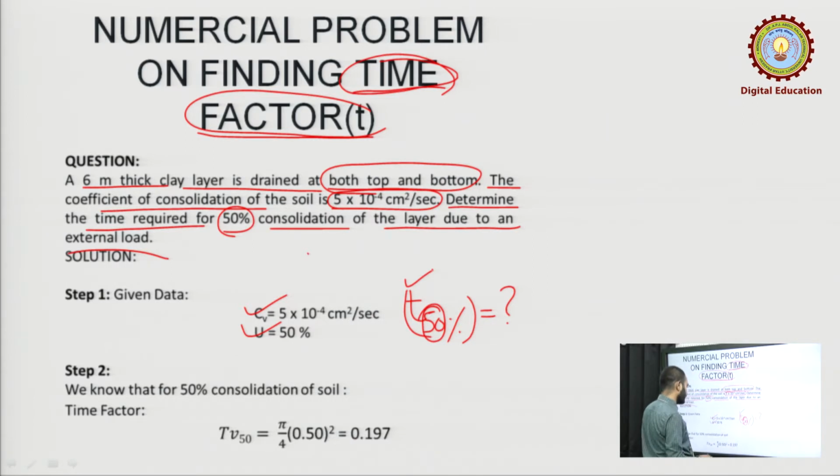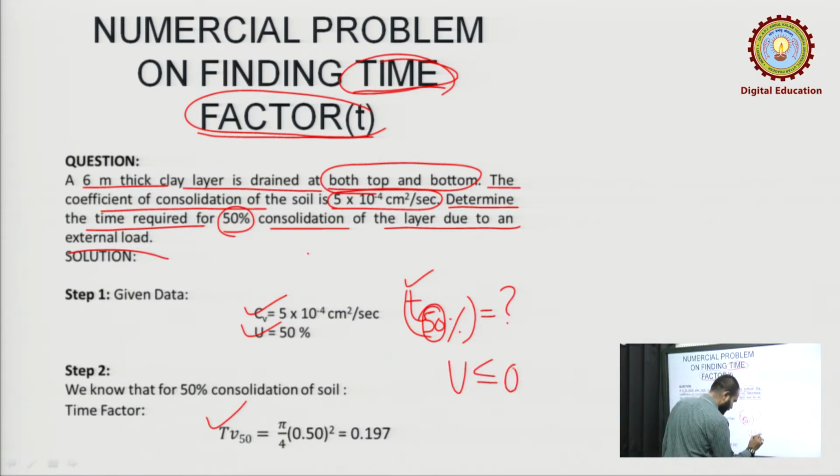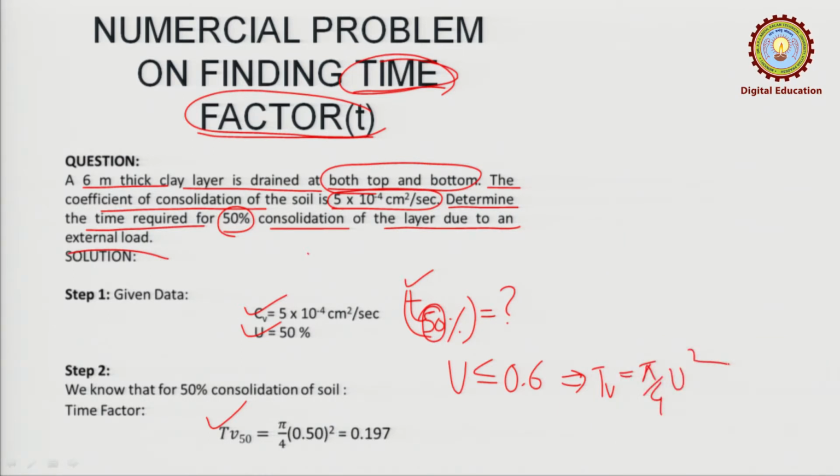Okay, we have to calculate that only. Now you know, for 50%, this formula you know already. I have already told you that when U is less than or equal to 0.6, the formula for Tv will be pi by 4 U square. So the same is used here, because we are talking about the 50% consolidation. So here we got 0.197.